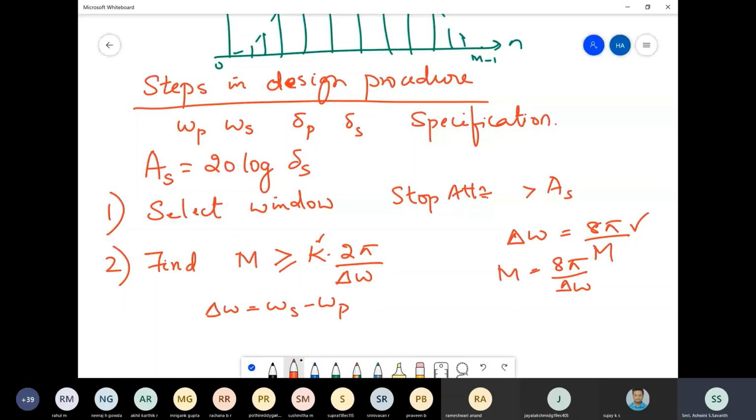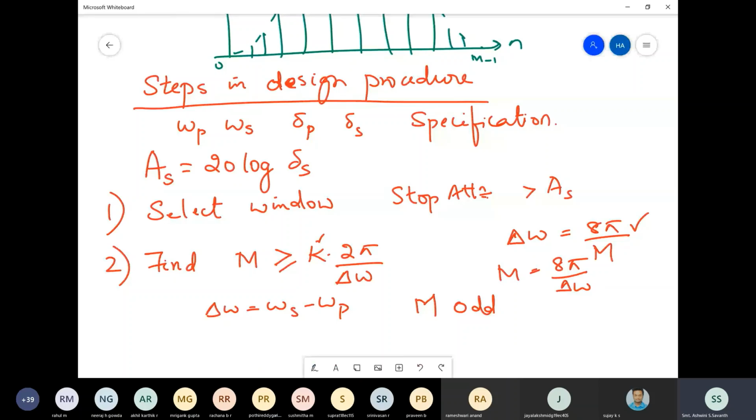We can find M. So usually we round off M to the next highest odd integer. We don't deal here with fractions because they are all discrete values, so your order also should be an integer. So round off M to the next highest odd value. Why odd? So that your alpha value also is an integer. Alpha is (M minus 1) by 2, so that is also an integer.